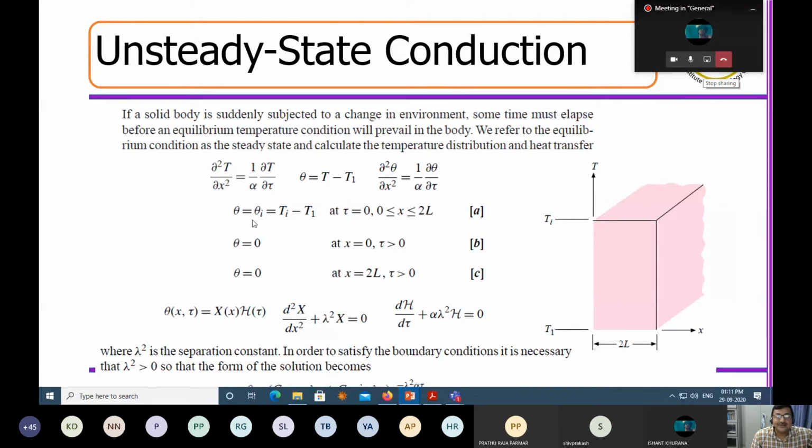So what is the initial condition? Theta i equal to Ti minus T1. What are the two boundary conditions? Theta equal to 0 at x equal to 0, and theta equal to 0 at x equal to 2 Ly, because you have defined theta as T minus T1. So if T is T1, then theta will be equal to 0.